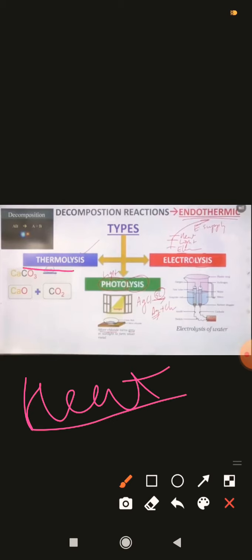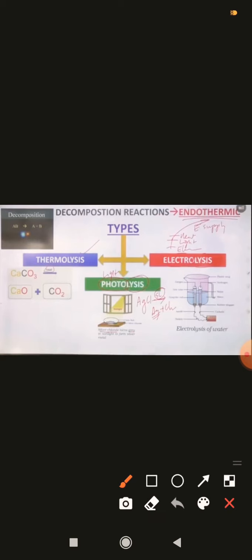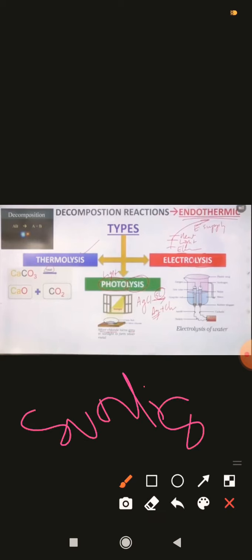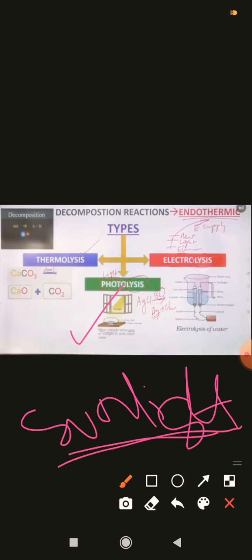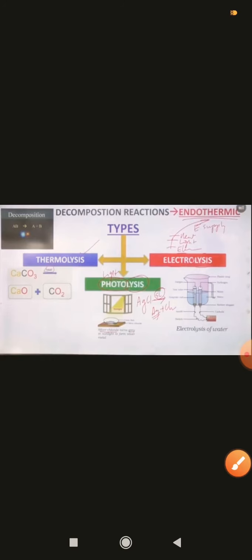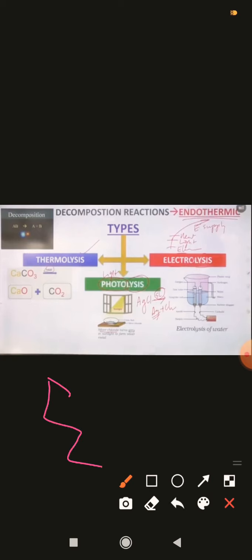And then second is photolysis. Photo means sunlight. You know photosynthesis, so the meaning of photo is sunlight. So any reactant that decomposes by sunlight, by the photo, is known as photolysis. Got it? And the third type is electrolysis, which means it is caused by electricity, electric current.